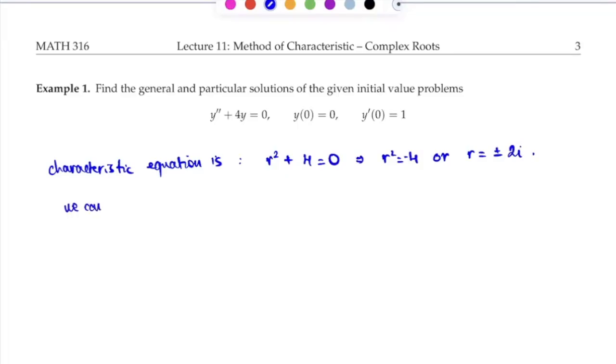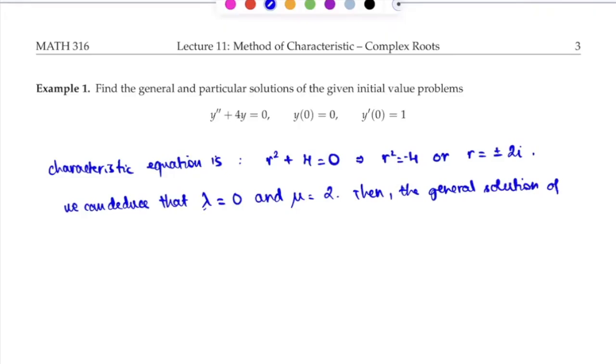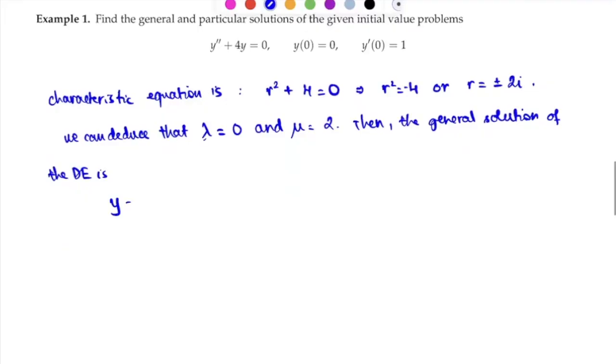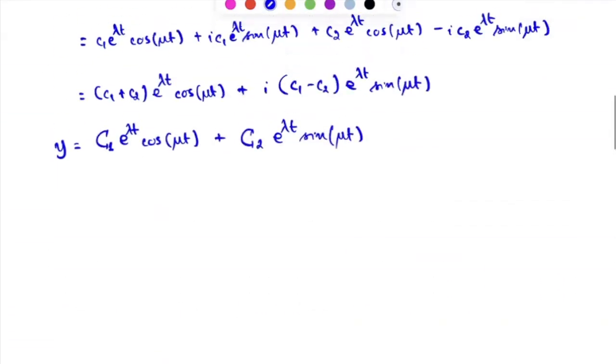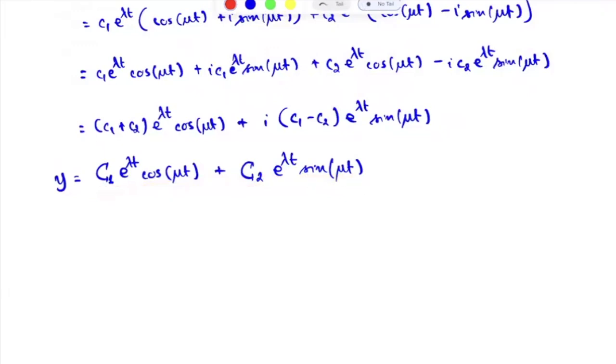We can deduce that lambda is equal to 0 and mu is equal to 2. Okay. Then the general solution of the differential equation is y equal to c1 times cosine of 2t plus c2 times sine of 2t. Again, I'm following this particular setup here. If you know the value of lambda and the value of mu, you can just directly use this general solution setup.